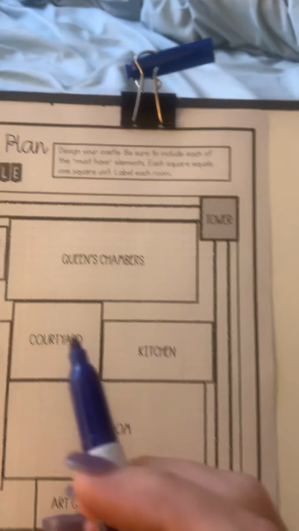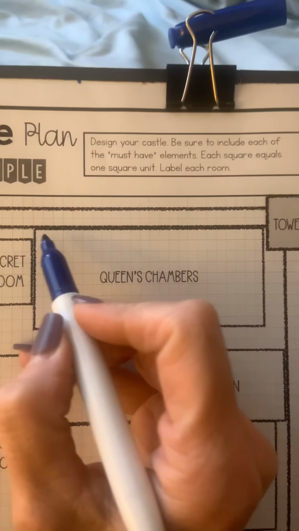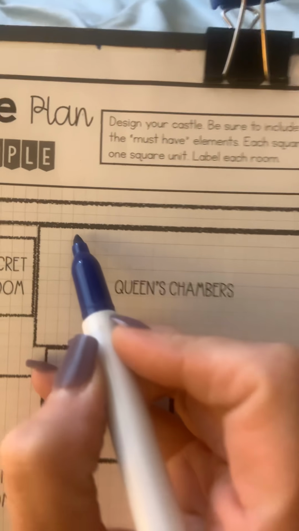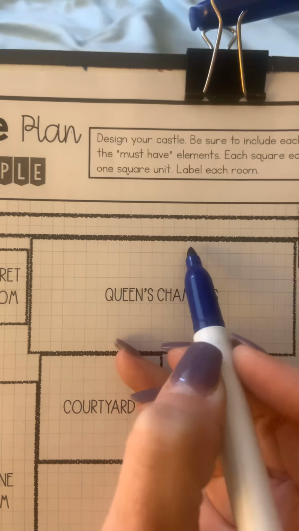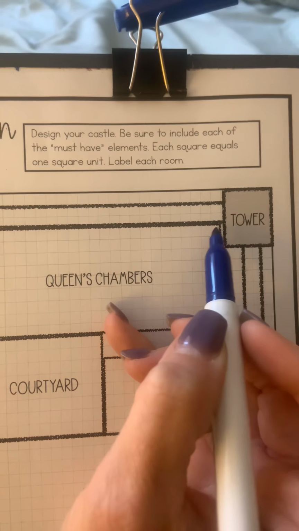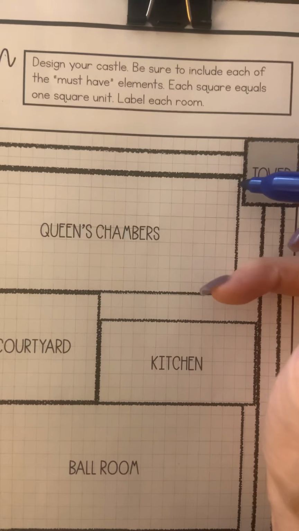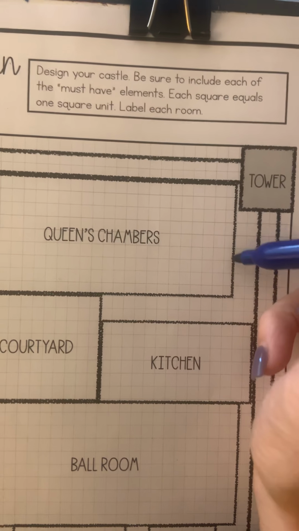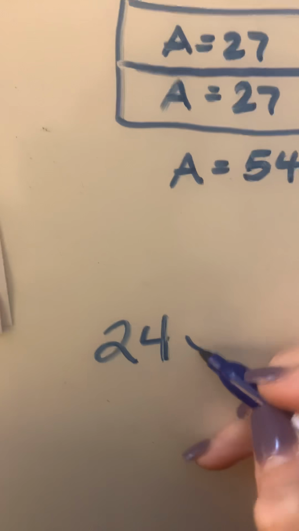So now that we've reviewed that, let's look at the Queen's Chambers. Let's see. 1, 2, 3, 4, 5, 6, 7, 8, 9, 10, 11, 12, 13, 14, 15, 16, 17, 18, 19, 20, 21, 22, 23, 24. Is this the same size as the ballroom? 1, 2, 3, 4, 5, 6, 7, 8, 9. Almost the same size as the ballroom.